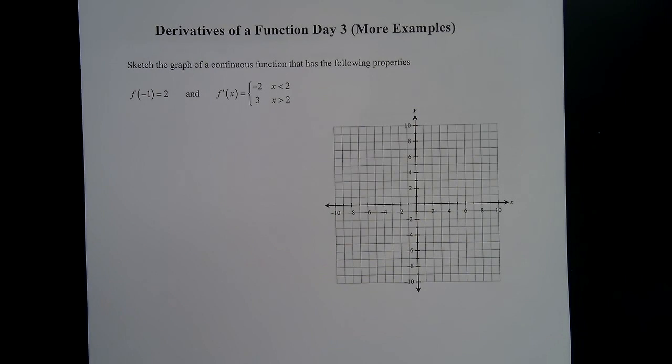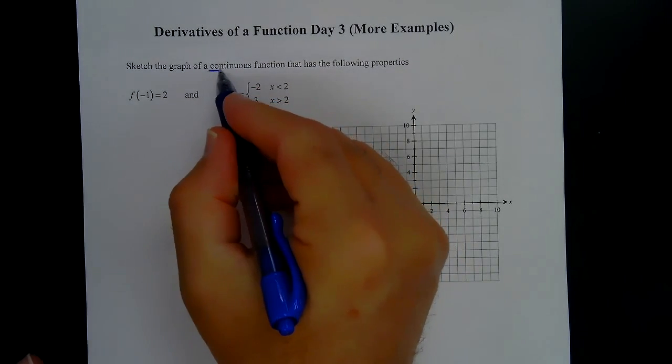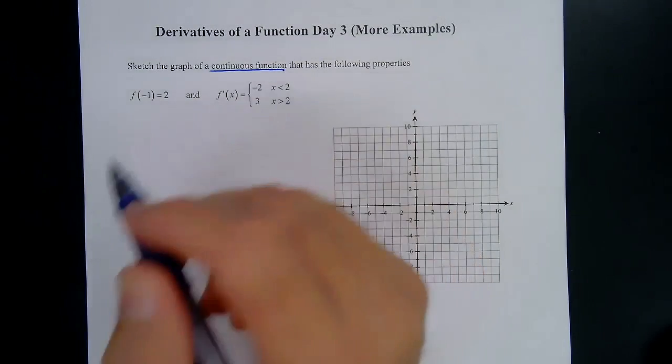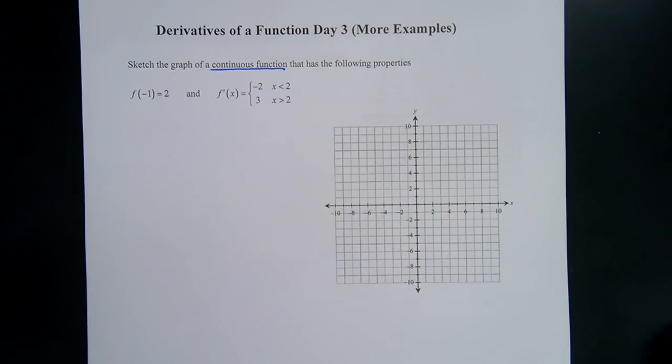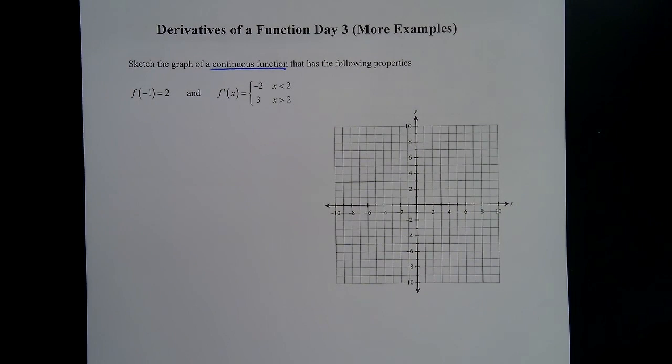So today is going to be more of the same. Derivatives of a function, day 3. We want to sketch the graph of a continuous function. So that's important that we read that continuous function. So there's no breaks in the graph, okay? No holes, no jump discontinuities, no removable discontinuities. In other words, no holes, and no infinite discontinuities, okay?